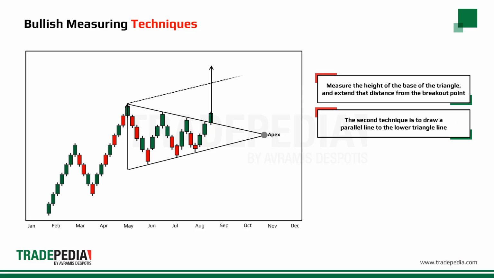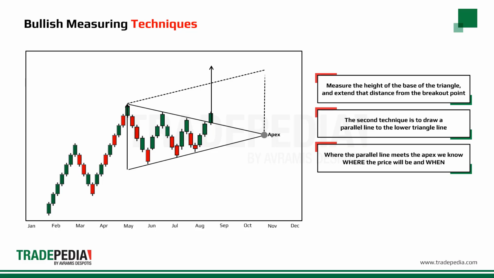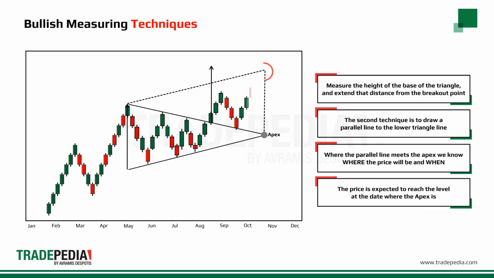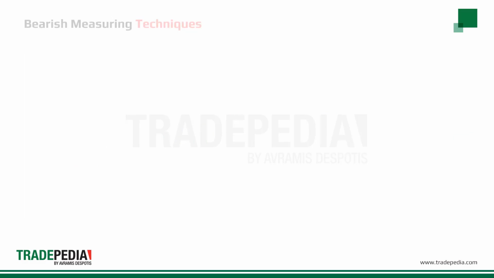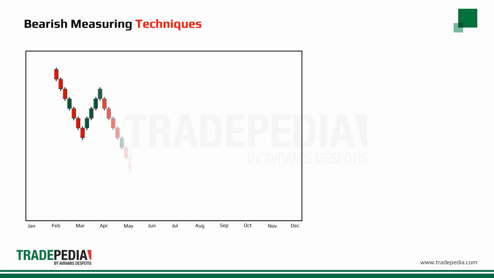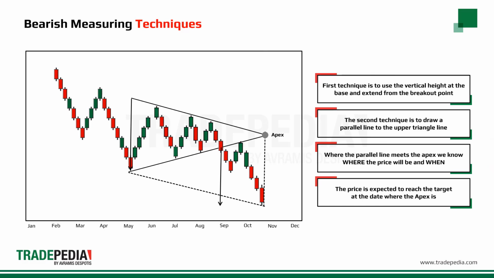The second technique is to draw a parallel line to the lower triangle line. Where the parallel lines meet the apex, we know where the price will be and when the price is expected to reach the level at the date where the apex is. The same is applicable for the targets of a bearish triangle.